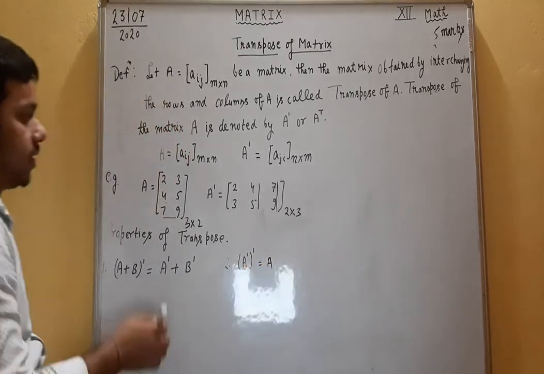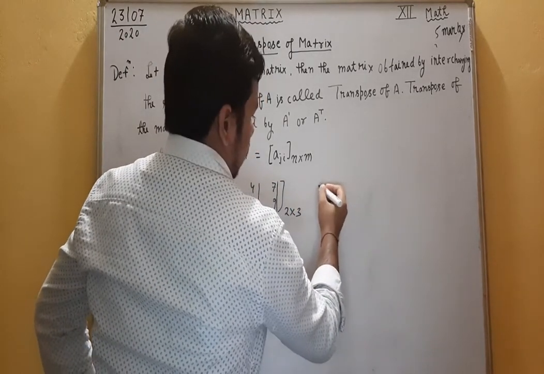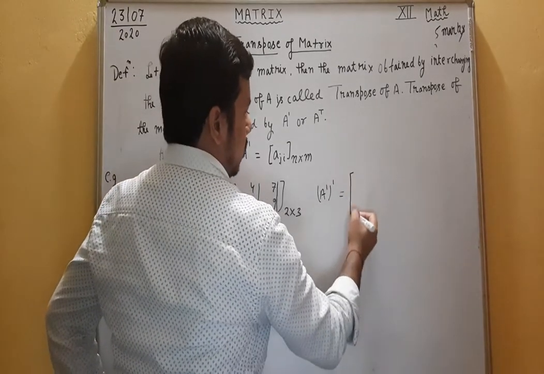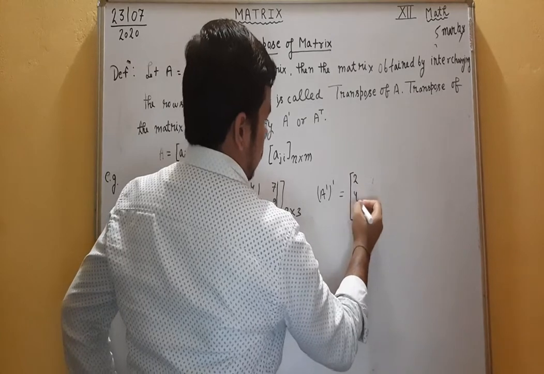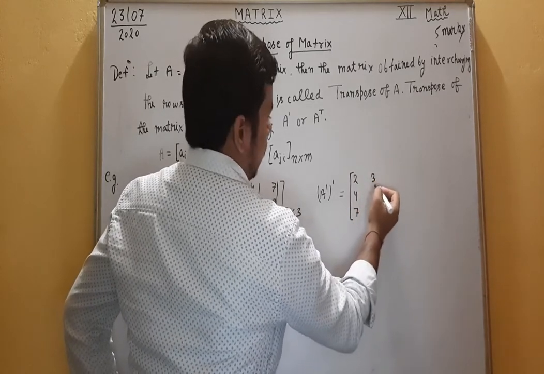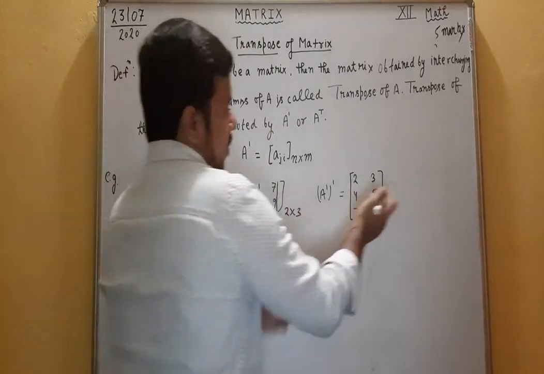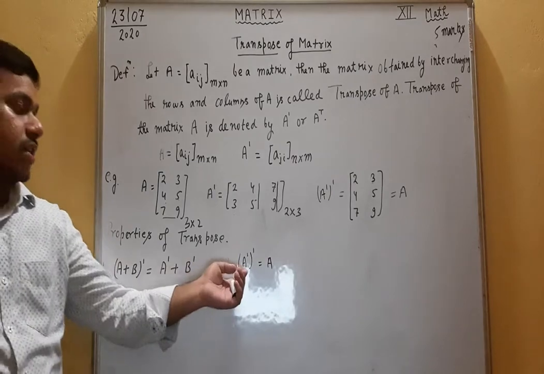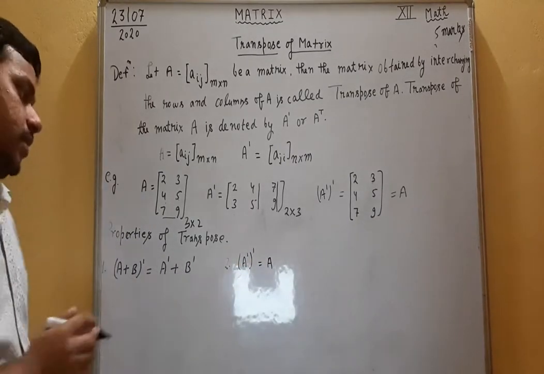Second property is that if I take a transpose of a matrix 2 times, then I will get the same matrix. If I take a transpose of A dash, right? Then what will we get? We will get 2, 4, 7, 3, 5, 9. See, this matrix and this matrix are the same. This is equal to A. Means if I take a transpose of a matrix 2 times, then it is equal to the original matrix.